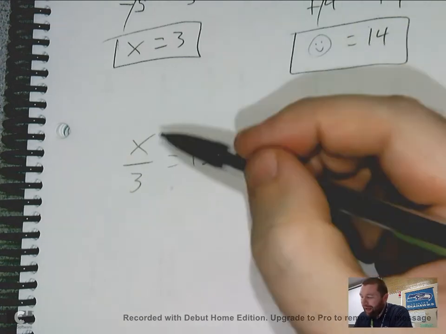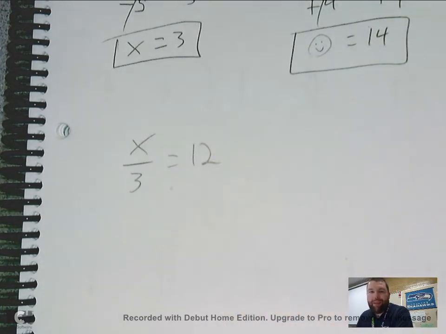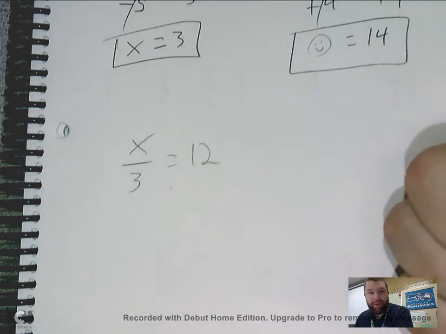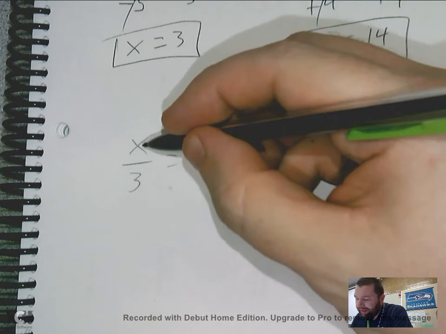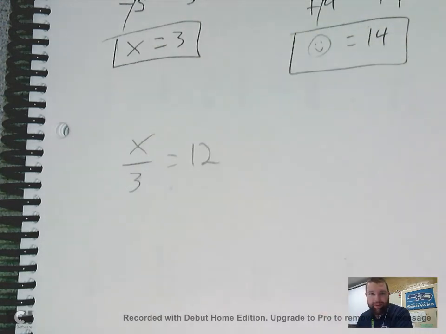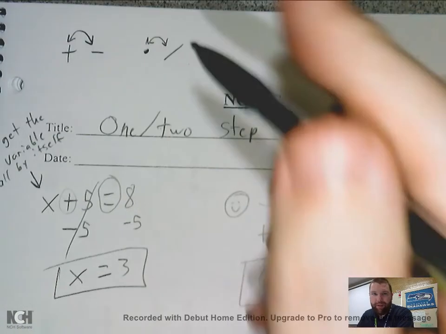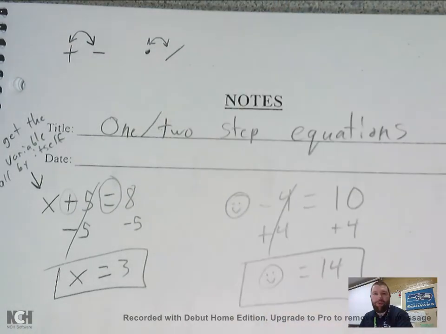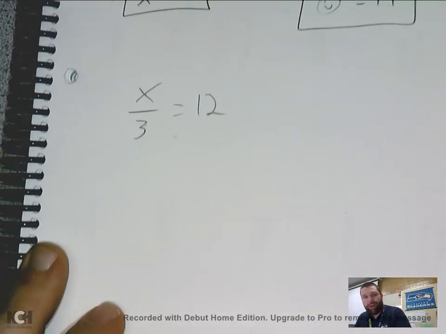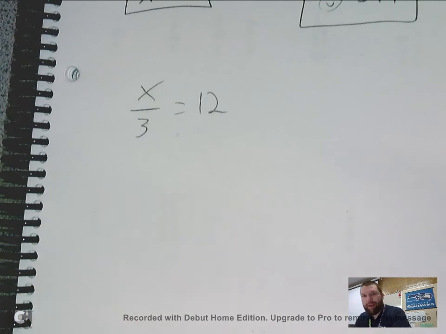Okay, now this is a fraction, right? So fractions are basically how we have been writing division for years now, right? This means x is being divided by 3. So I need to know the opposite operation of division. The opposite operation of division is multiplying, right? Now I'm going to show you why this works.